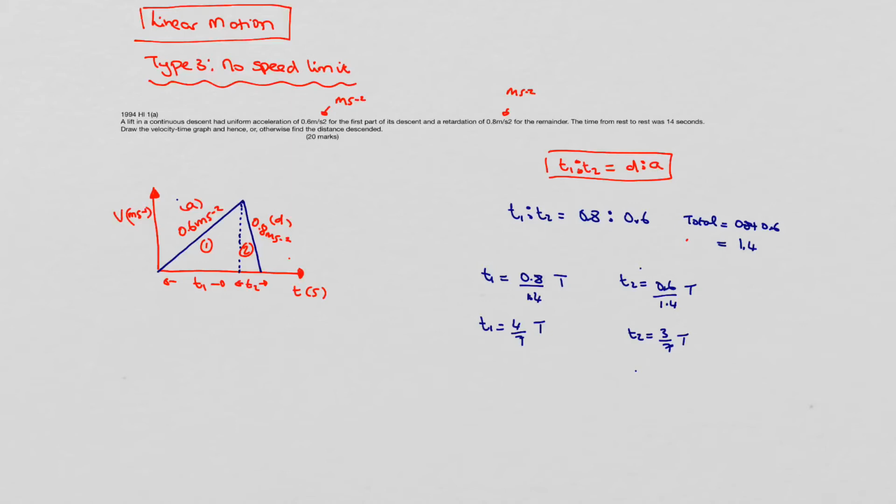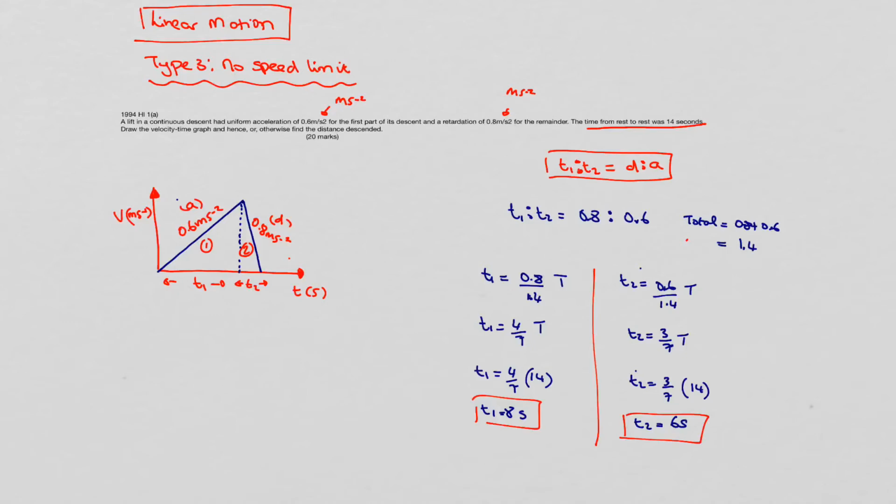Now, if I go back to the question, I can see the time from rest to rest is 14 seconds. So in other words, I actually know what the total time is. That allows me to work out the time taken for each stage of the journey by simply subbing in 14. So the first stage of the journey took 8 seconds. And for the second stage, I can simply subtract it from 14, or I can sub the 14 into my equation and I can see that I have 6 seconds. So 8 seconds for the first stage and 6 seconds for the second stage of the journey.